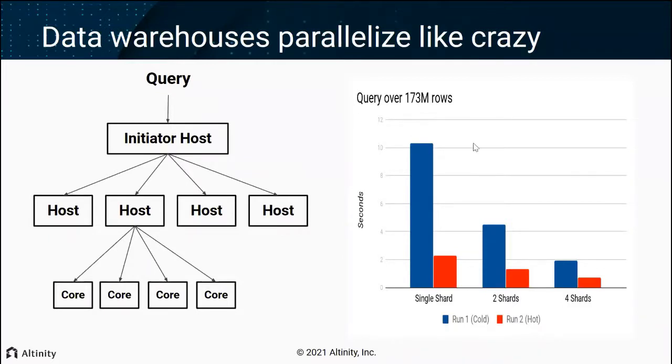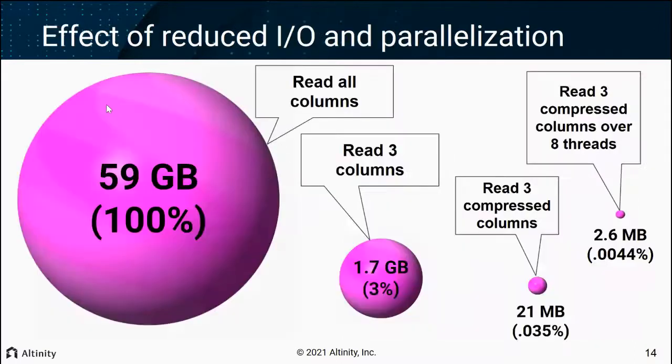So we can sum this up in the following picture that shows this effect of reduced IO and parallelization, just to give you a sense of, to grok, just how big the efficiency is.